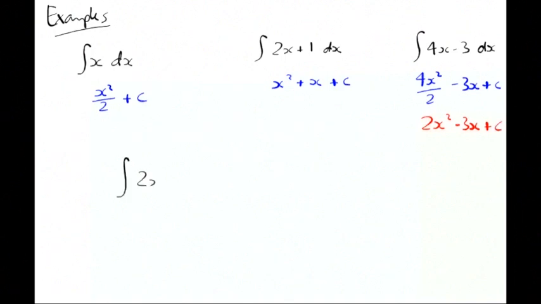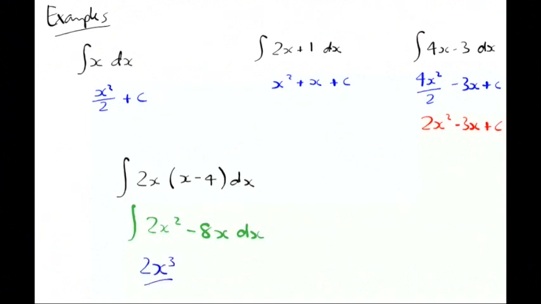Integrate 2x times x minus 4 in terms of x. Just like differentiation, we can't do it like this, we've got to multiply out that bracket. So that gives us integrate 2x squared minus 8x in terms of x. So that's just going to be 2x cubed over 3 minus 4x squared plus c.